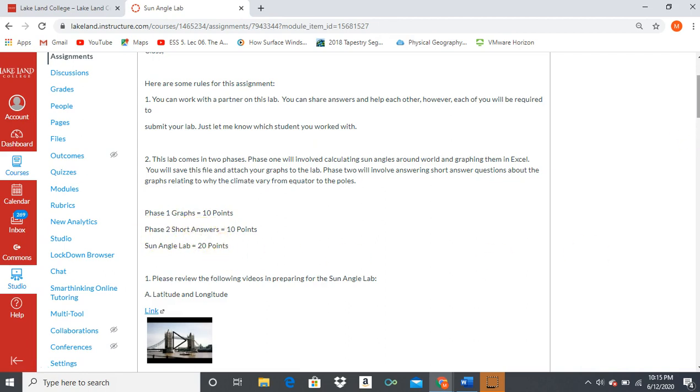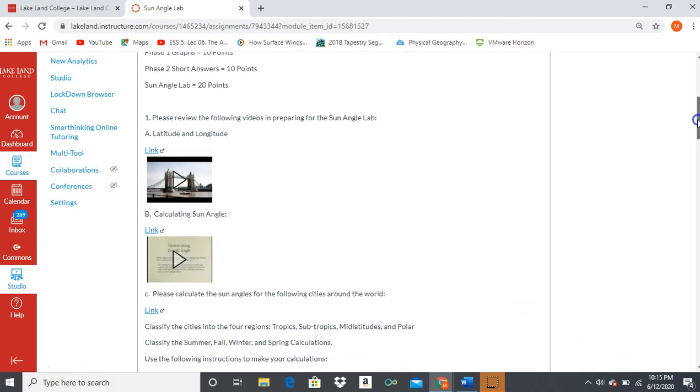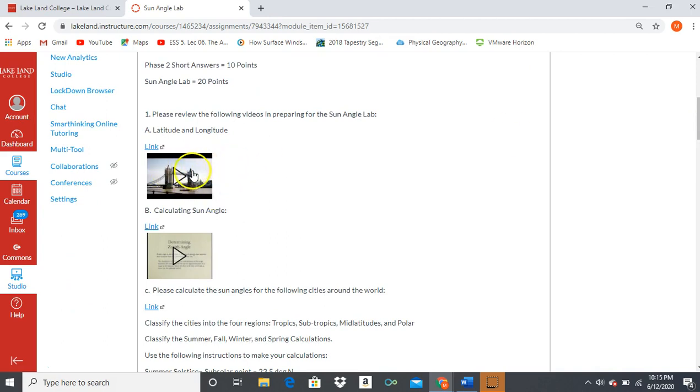The total lab then is you have 4 graphs that are worth 10 points, and 10 short answers that are worth 10 points. Before you get started on the lab, you really should make sure you're familiar with understanding latitude and longitude, in particular latitude. We really need you to understand latitude specific to the equator being 0 degrees, the Tropic of Cancer being 23.5 degrees north, the Tropic of Capricorn being 23.5 degrees south, and the North Pole being 90 degrees north and the South Pole being 90 degrees south.